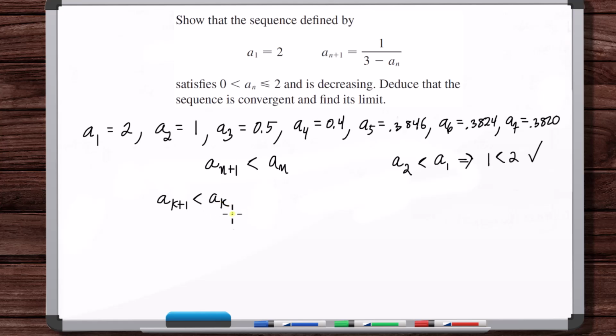So now let's show, with the algebraic manipulation, that this is true for the second term, which would be a sub k plus 2 is less than a sub k plus 1. Following the format here, trying to use this formula, to get into the form like this, let's first add 3 to both sides.